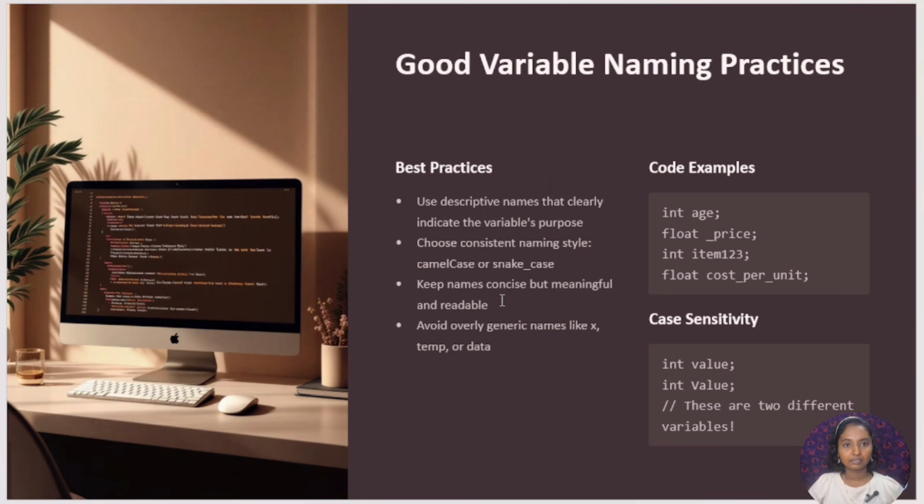We can use a lowercase letter as in age, and for float we can start with an underscore. For item123, we can end with a digit, but we cannot start with a digit. We can use snake case, as in cost_per_unit, with an underscore in the middle, at the end, or at the start. And because it is case sensitive, the value with a lowercase letter and the value with an uppercase letter are different from each other. In the next line it used the uppercase, so both have different meanings and are different variables.